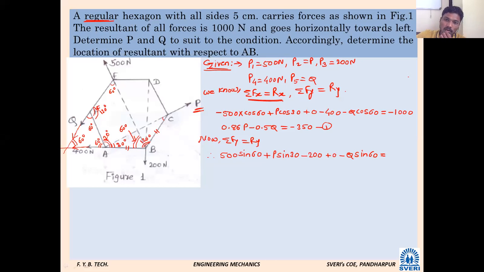Tell me now, what will be the y component of the resultant? 0. Why is it 0? Because the resultant is horizontal. Very good. Now, in terms of P and Q, we will form the equation. Sin 30 is half.